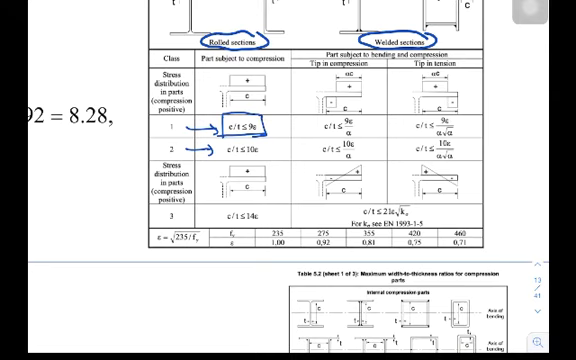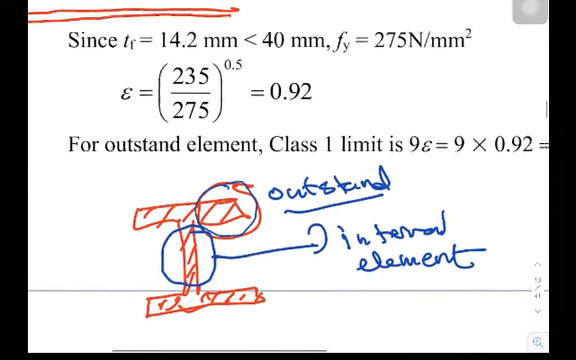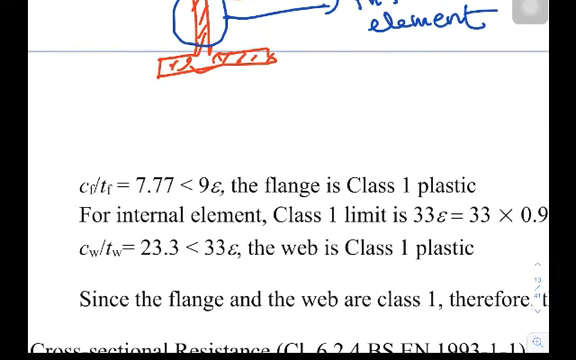How to get the epsilon? Epsilon is the square root of 235 divided by Fy, and Fy you get from which table? Table 3.1. From that, you know the value of CF divided by TF, which comes from the table of dimensions and properties, and the value is less than 9 epsilon from table 5.2. Therefore, the section is plastic.